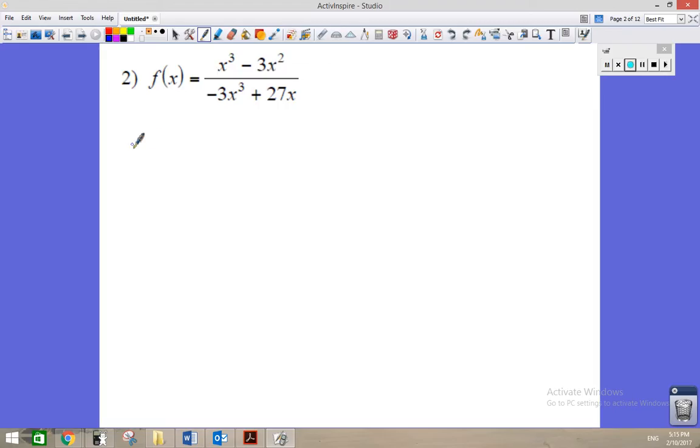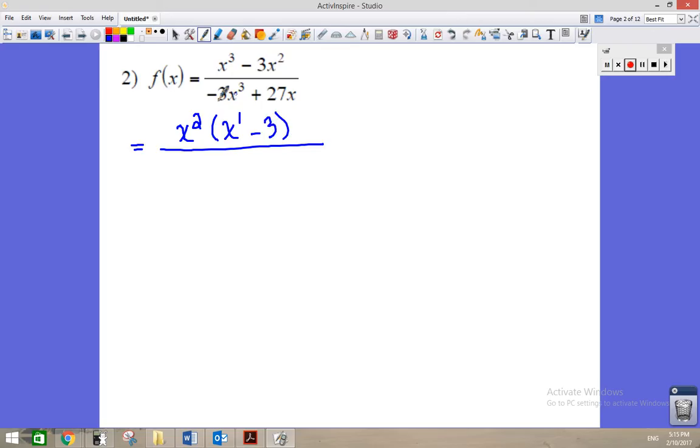So I see that in this numerator, both of these terms have an x squared in common. If I factor out an x squared, what I'll have left is x to the first power because 2 plus 1 is 3. And I've taken away that x squared so that I'll have a factor of 3 here.